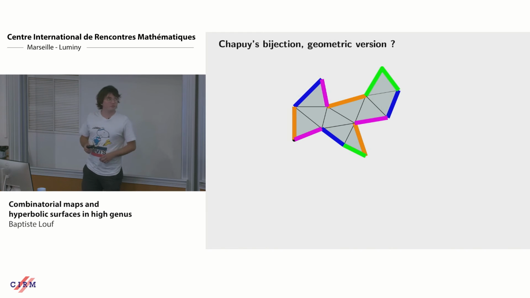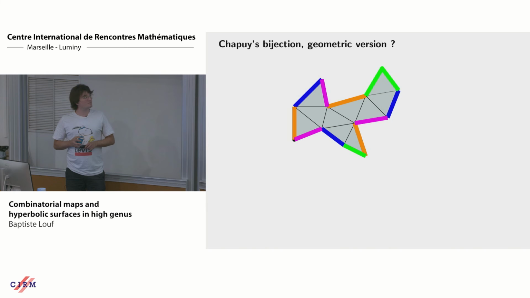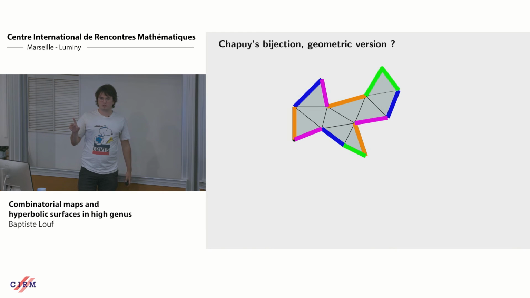I think I went very fast, but that's good. We finish early. A couple last questions. Can we use Chapuy's bijection? Okay, one minute. Is there any question before I start questions for you? Yes.